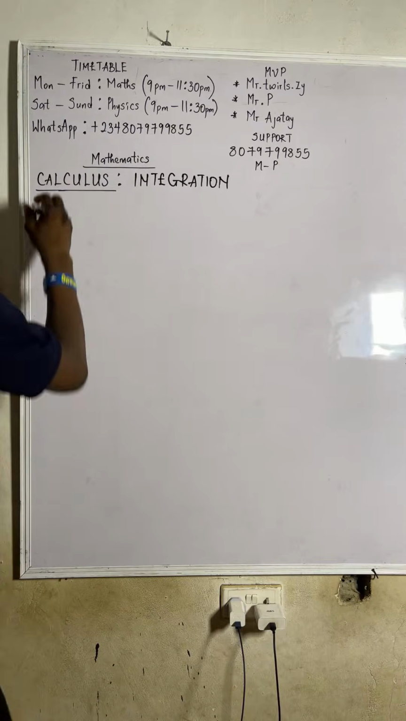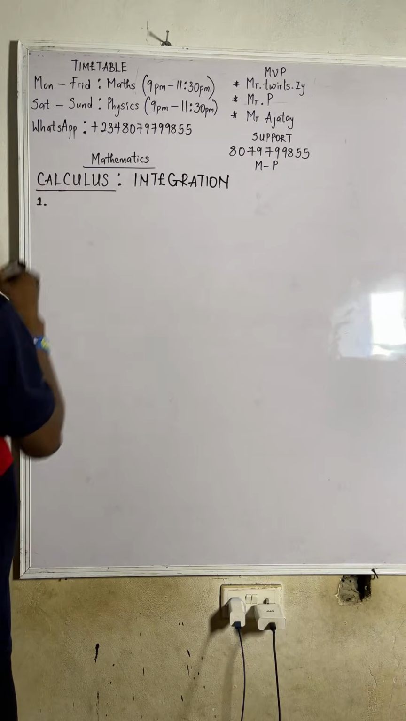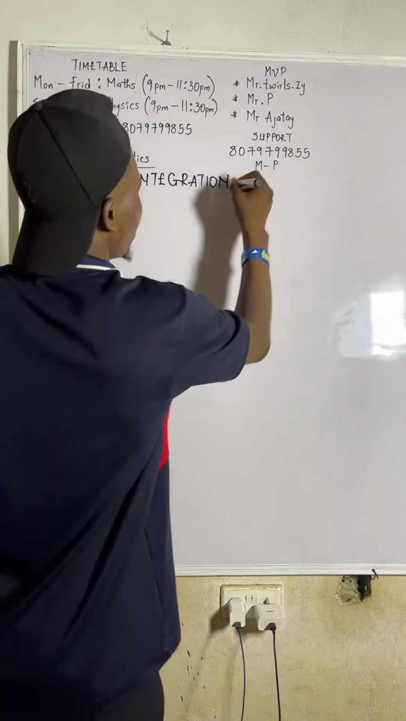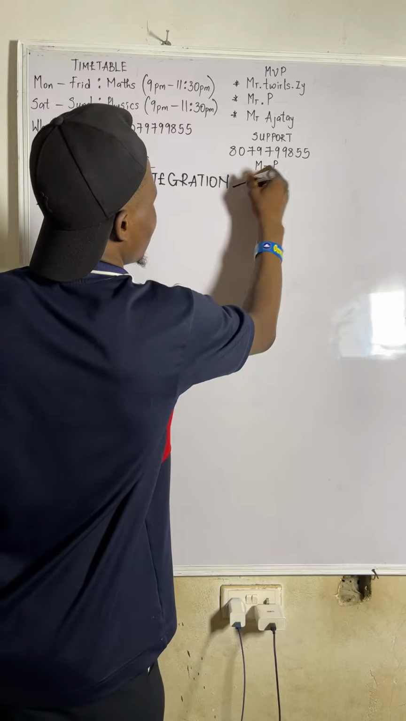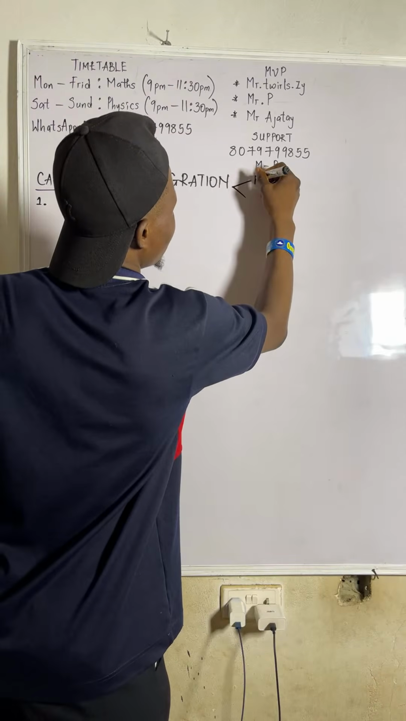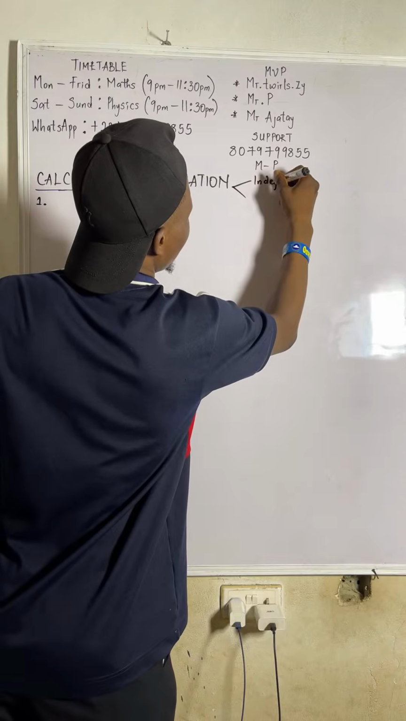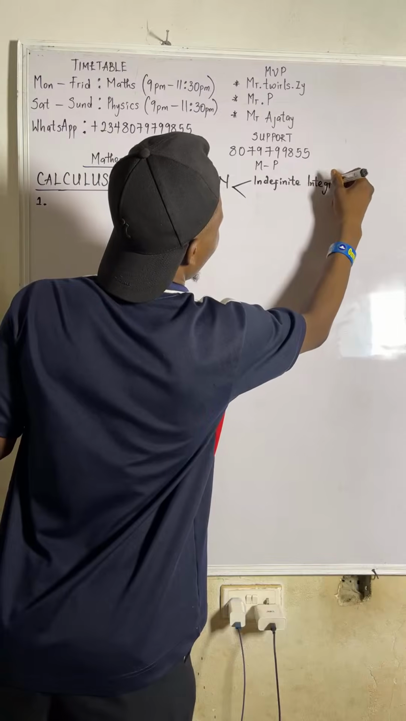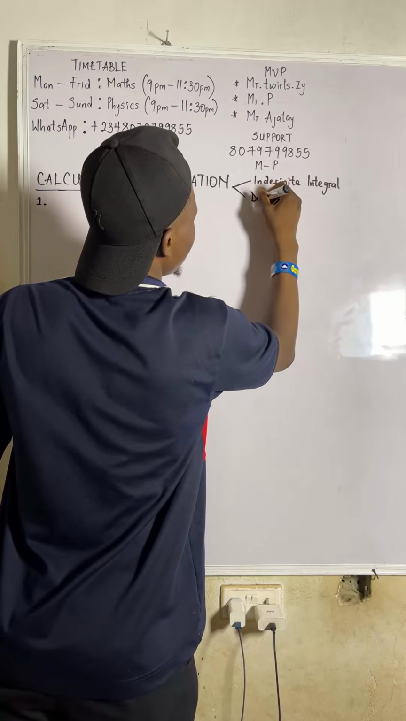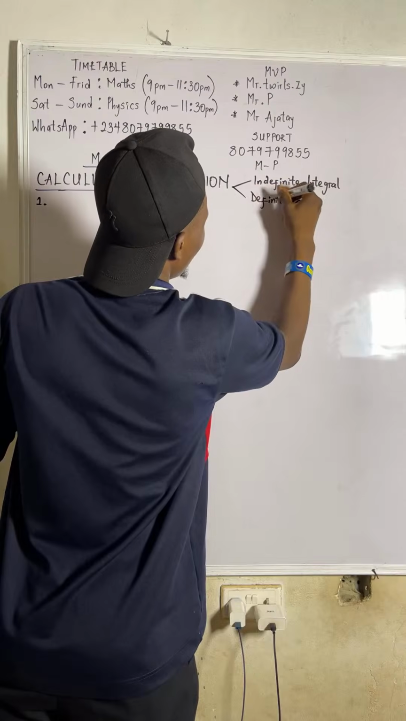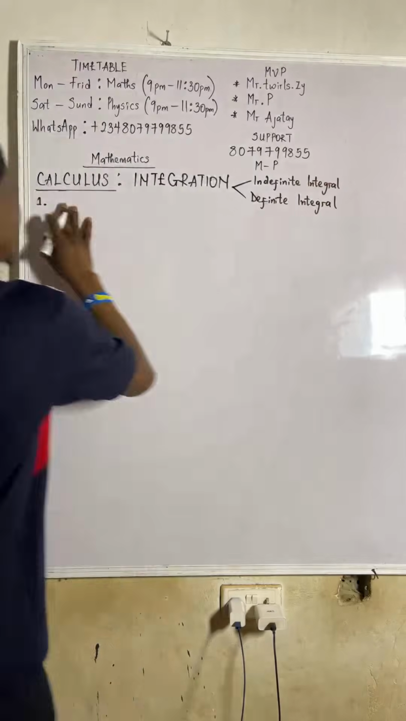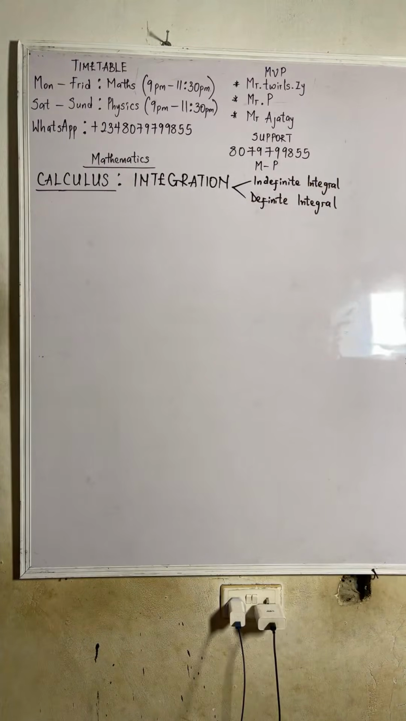Under integration, there are two types of integration. Maybe I should write it here. We have the indefinite integral, and we have the definite integral. So I won't bombard you here, but before we solve examples, let me give you some formulas.